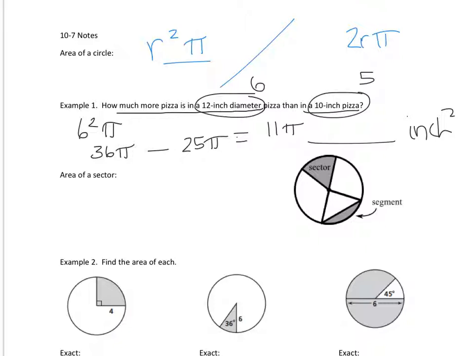Alright, then area of a sector. This is a sector right here. It's part of a circle. The formula is you take the degree, the central angle, divide it by 360, and instead of multiplying it by the circumference, which we did in arc length, you multiply it by the area formula, r squared pi.